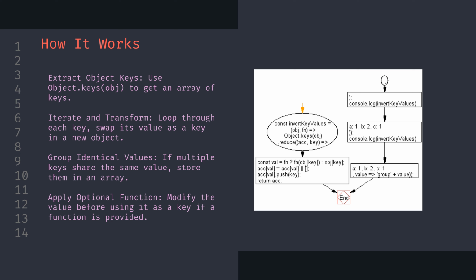The process starts by extracting object keys, swapping values into new keys, grouping duplicate values, and optionally applying a transformation. The final result is a new object where original values become keys.